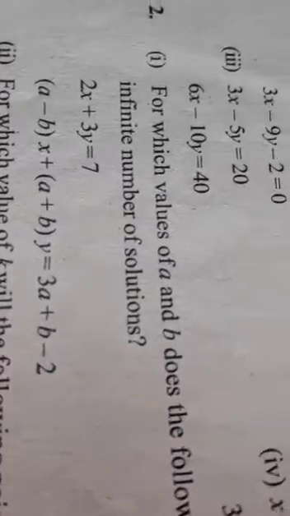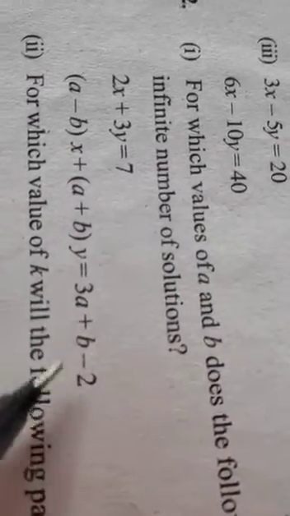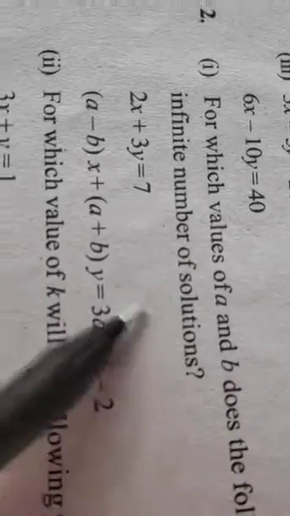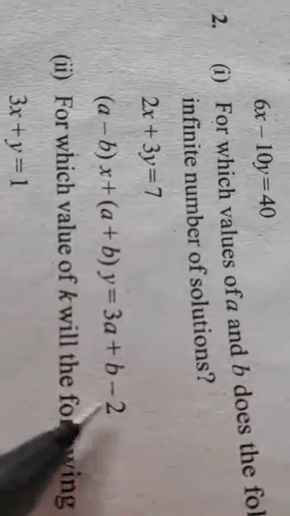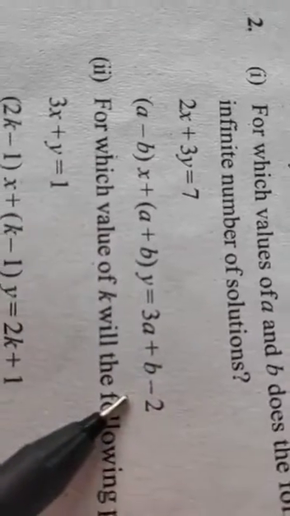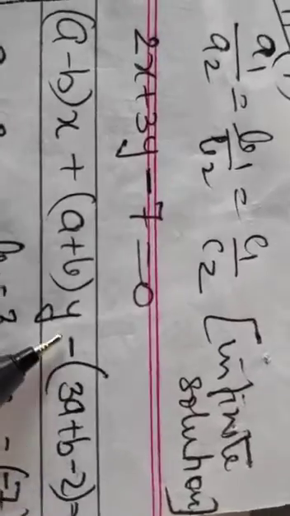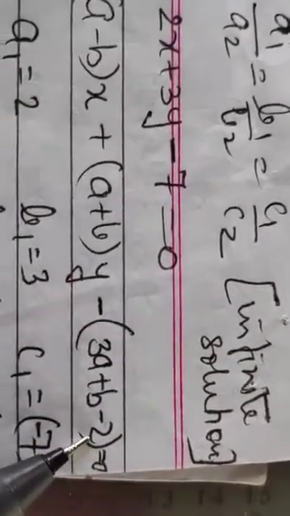Just look into this. A minus b into x plus a plus b into y is equal to 3a plus b minus 2. So what did I do? I put this entire thing in a bracket, and then that entire bracket was taken to the other side. So negative of this bracket equal to 0. Did you understand? So here it is: negative 3a plus b minus 2. The entire thing I put in a bracket with a negative sign and I crossed it, is equal to 0. So this is the second standard form.